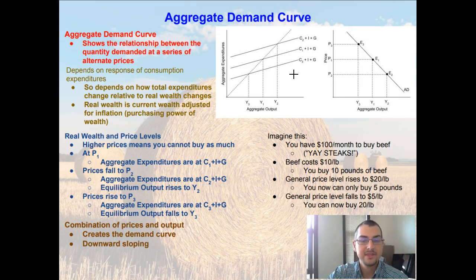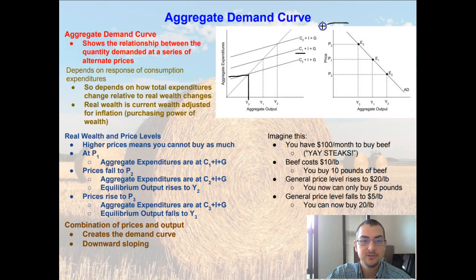So equate that to the amount that we're going to consume, to this consumption expenditures. What if our prices increase? The general price level increases. Well, now we're not going to be buying as much, right? Our output will fall if the general prices increase. Does that make sense? Well, yeah.